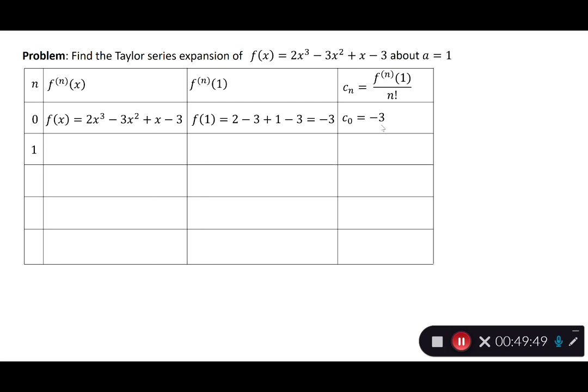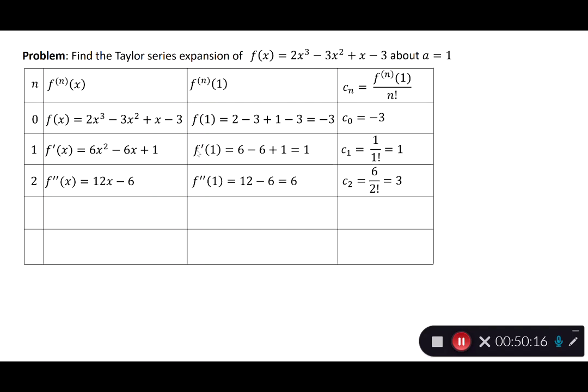Now, when n equals 1, we have f prime of x. Can you differentiate f? Yeah. Turns out 6x squared minus 6x plus 1. Evaluate this f prime at 1. And trust me, you get 1. C1 is 1 over 1 factorial, which is 1. And at 2, you got 12x minus 6. And you figure out all these constants. Cool.